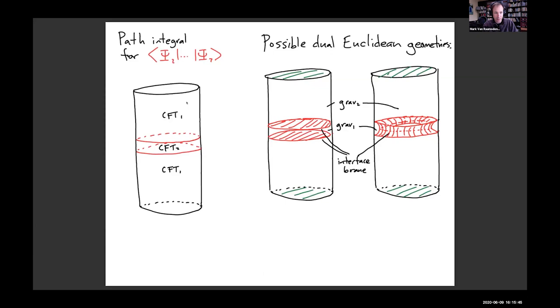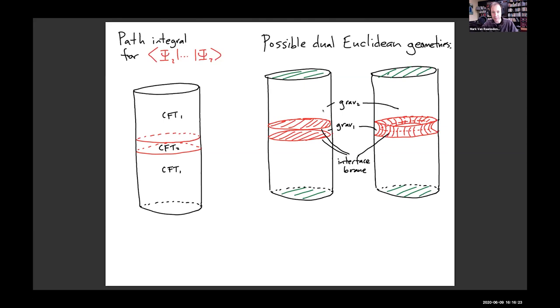But now, of course, this gravity theory has one low energy description associated with CFT1 and another low energy description associated with CFT2. These are connected somehow by an interface brane. Even without talking about the details of that bigger theory with the interface brane, we can see that, topologically, you have these two possibilities for the topology of this interface.